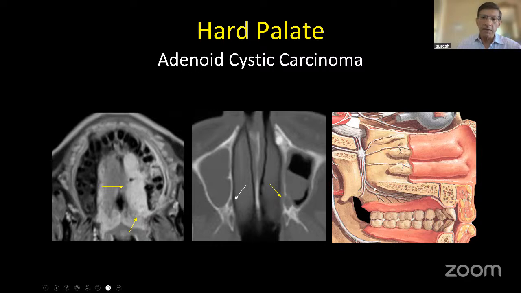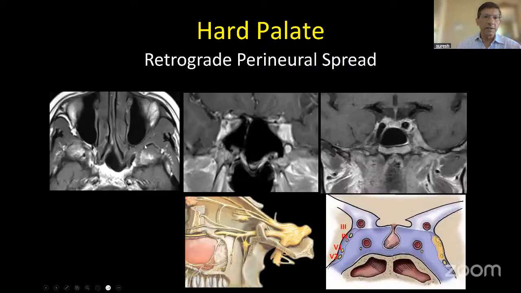And as a result, these tumors can grow up along the pterygopalatine fossa. It can involve the sphenopalatine ganglion. It can grow all the way up along V2. And once it jumps to these nerves, it can grow posteriorly into the central skull base. So this is an example of an adenoid cystic carcinoma involving the pterygopalatine fossa.